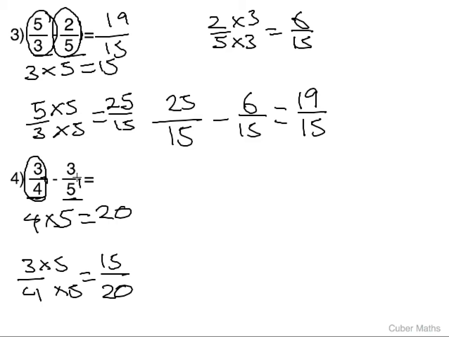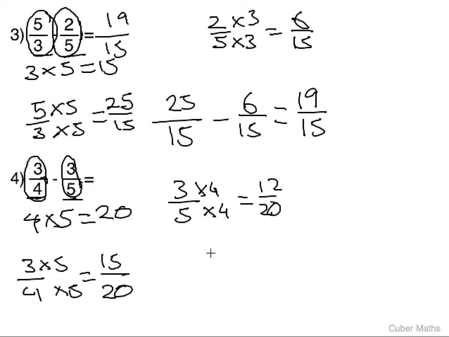Now if we take a look at our second fraction, we have 3 over 5. And to get the 5 into the common denominator of 20, we times it by 4. So what we do to the bottom, we must do to the top. So we need to times our 3 by 4 as well. So 3 times 4 gives us 12.